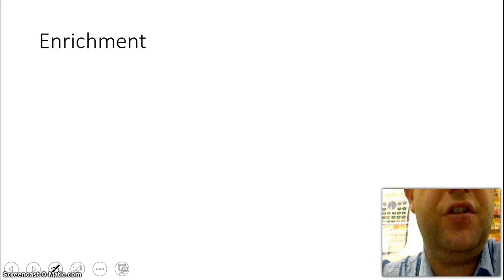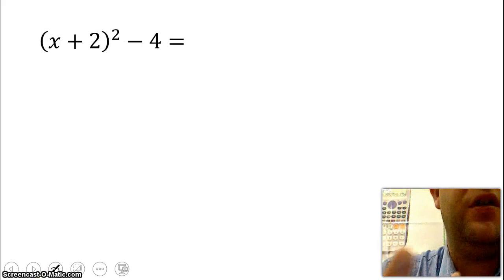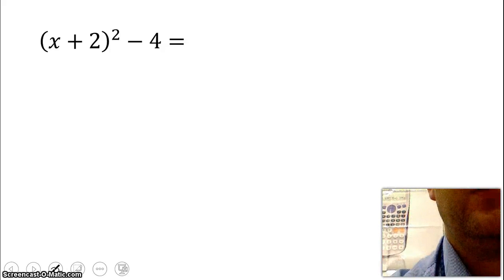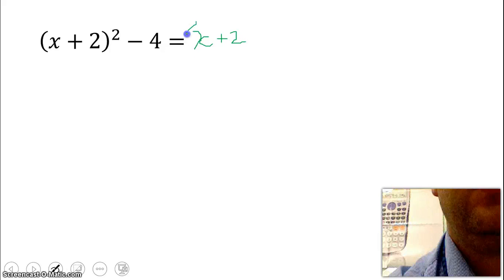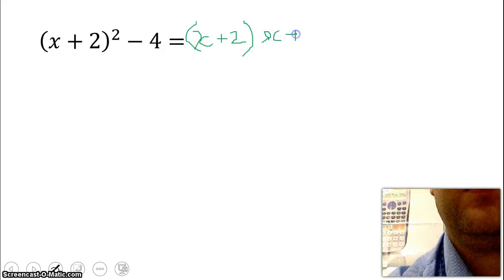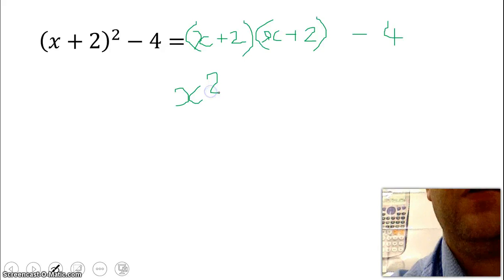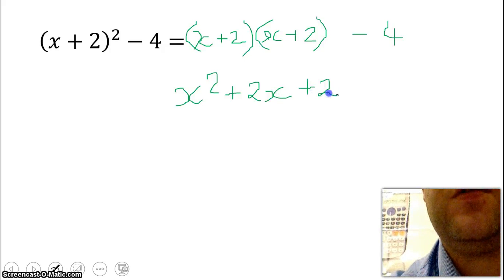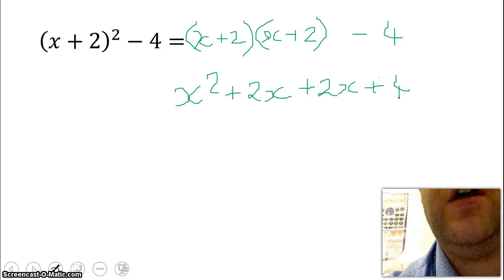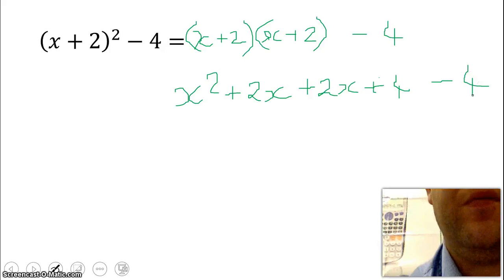When we get to the enrichment section, we're looking at simplifying things down. So we're going to do the expansion first. (x plus 2)(x plus 2), and we've still got our takeaway 4. x times x is x squared, x times 2 is 2x, 2 times x is 2x, 2 times 2 is 4. And we've still got our takeaway 4 that we've left behind.